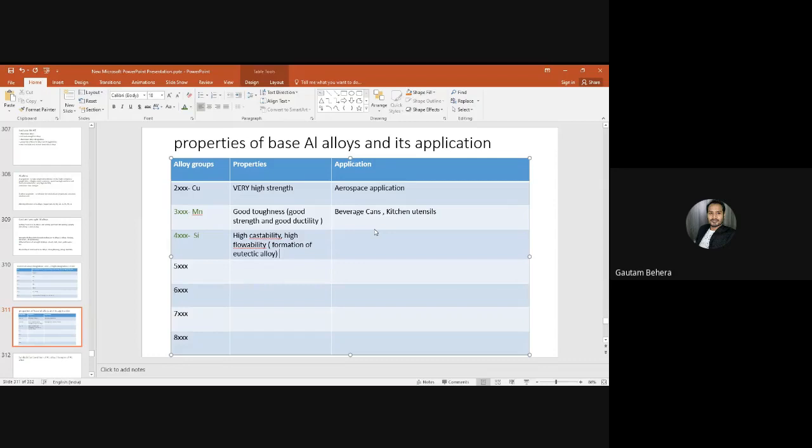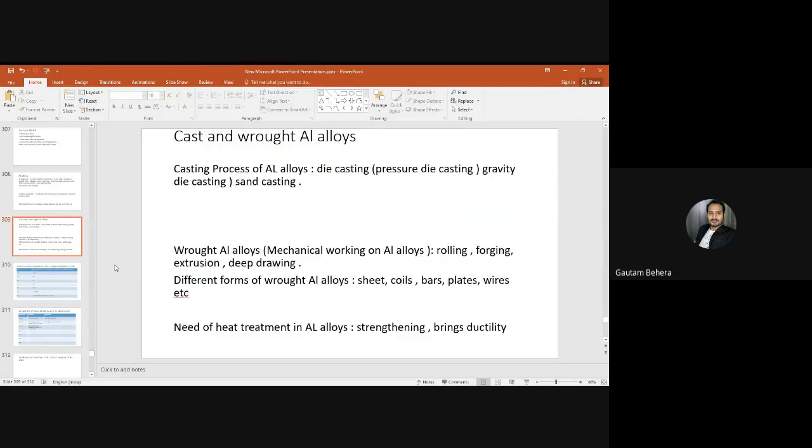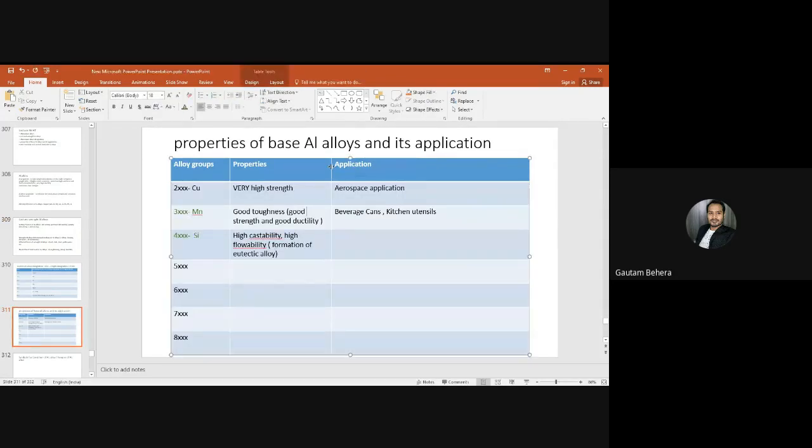silicon in aluminum. Another interesting point is that silicon is very lightweight also. The density of silicon is 2.34 gram per centimeter cube, which is near to aluminum. Aluminum and silicon form a eutectic, as I told, at 11.7% silicon in aluminum, and the eutectic temperature is 577 degrees centigrade. If you want me to write, I can write over here.